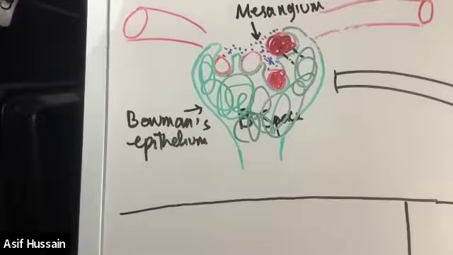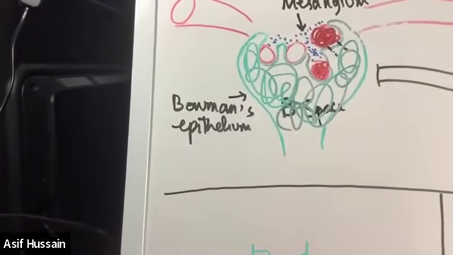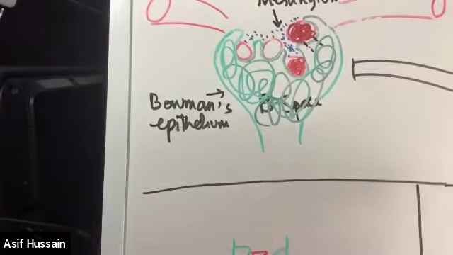Now, coming back to the proliferation, the third consequence of the inflammation, proliferation of the Bowman space.